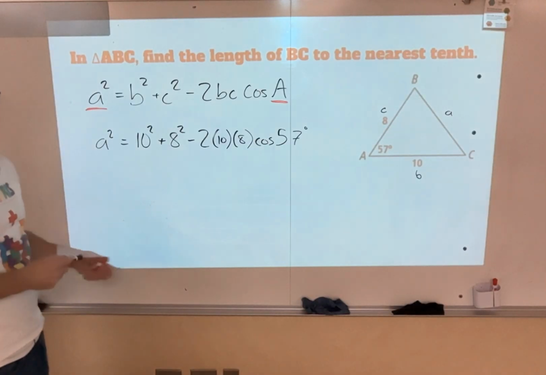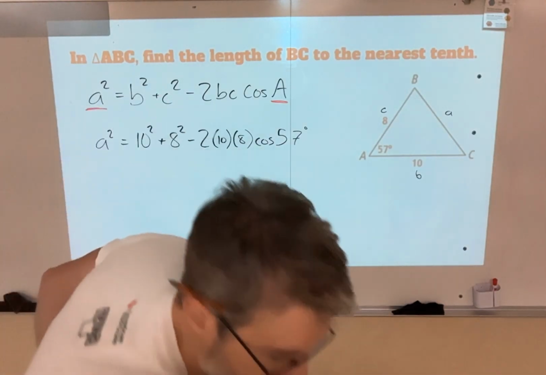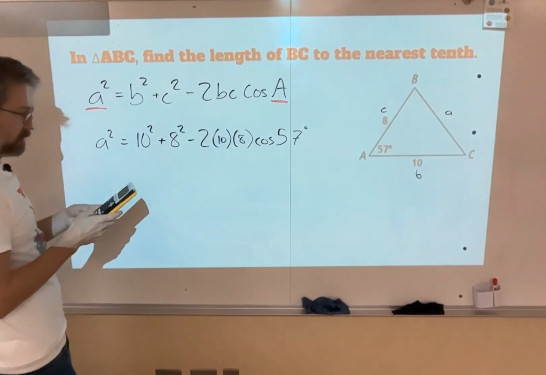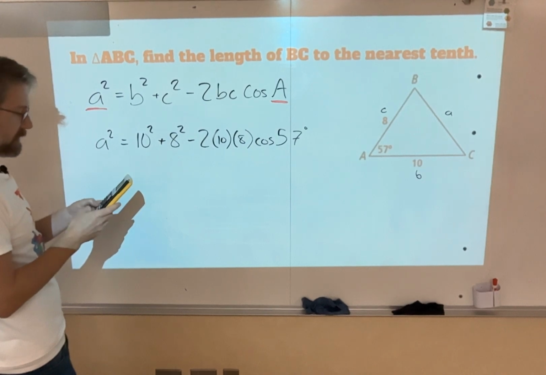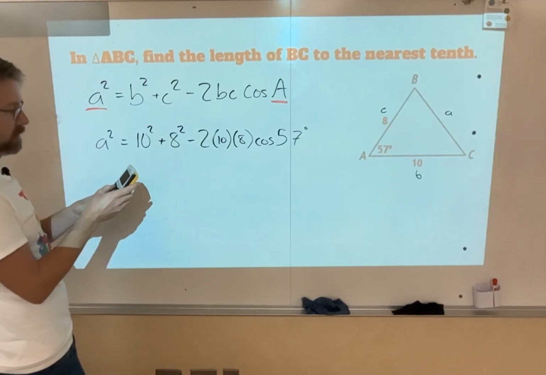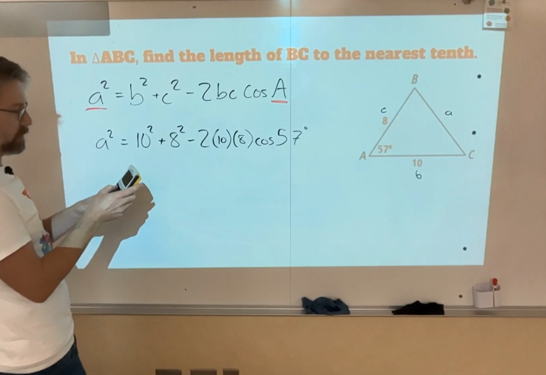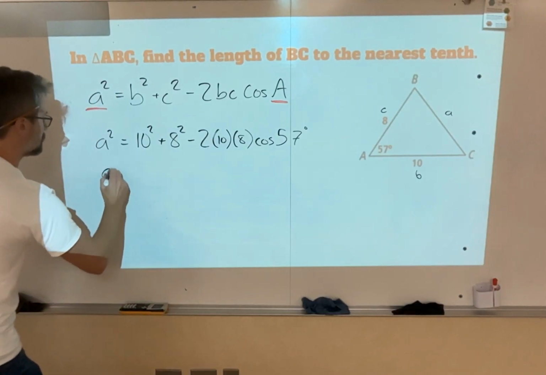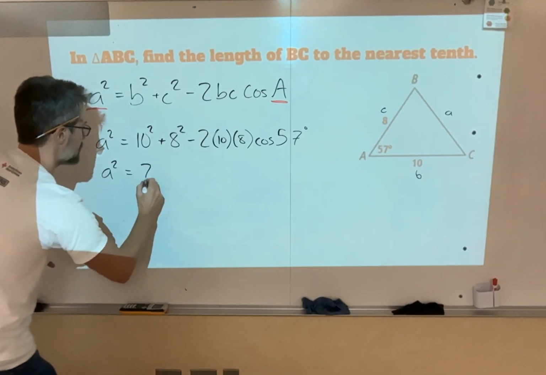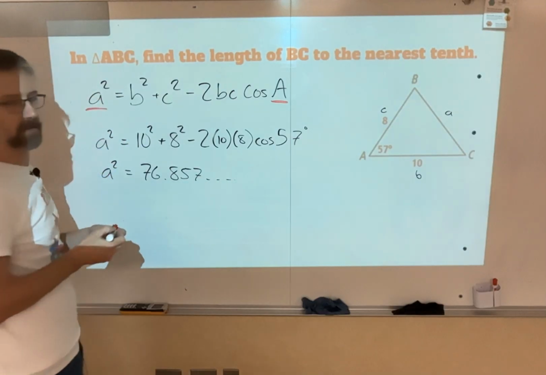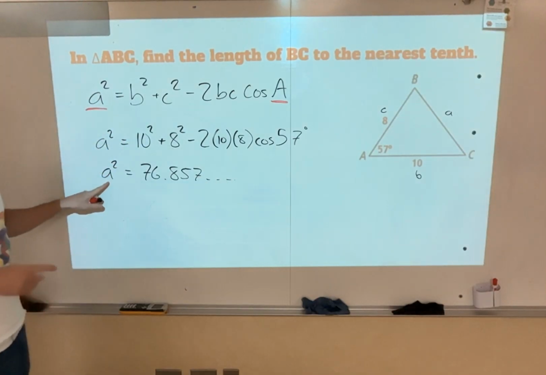Now this one, we can pretty much do all of this in the calculator in one shot. I just want to plug all of this stuff in. So 10 squared plus 8 squared minus 2 times 10 times 8 times the cosine of 57, making sure I'm in degree mode, which I am. And that now means that A squared is equal to 76.857, like that, right?